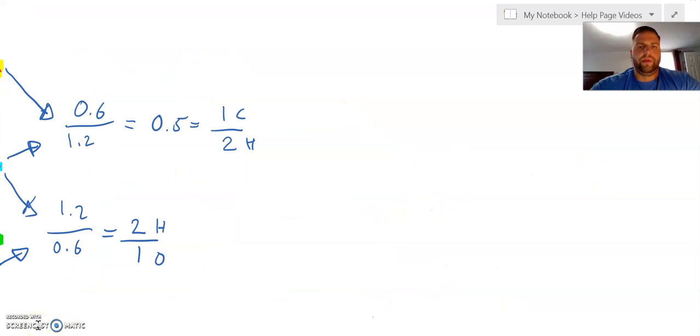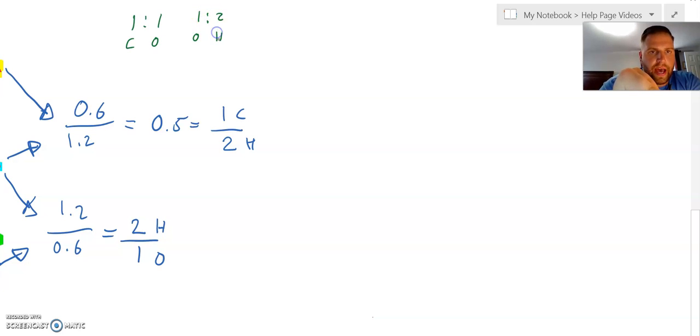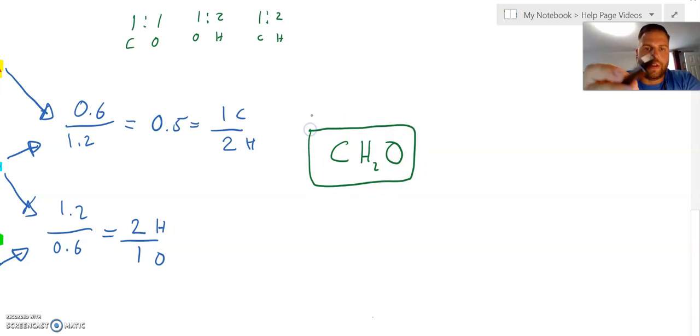So here is the empirical formula in no particular order. Remember, there's 1 carbon for every 1 oxygen. There is 1 oxygen for every 2 hydrogens. And we also discovered that there is 1 carbon for every 2 hydrogens. So let's go ahead and write that. So carbon, there's 1, 2 hydrogens, and then here is 1 oxygen at the back. And there we go, that is our empirical formula.